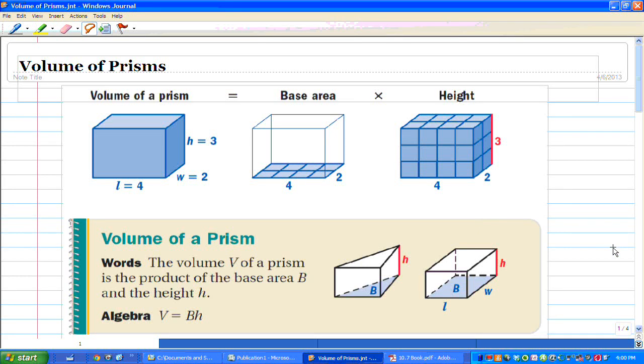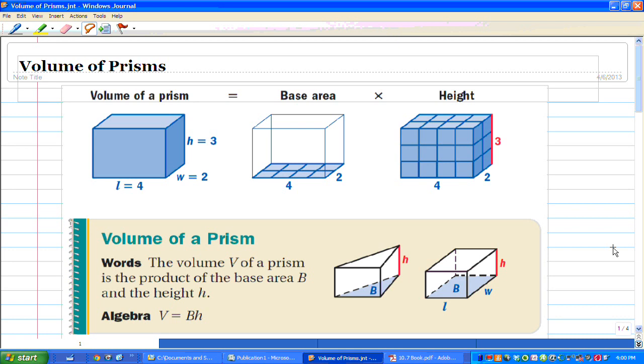Alright, for volume of prisms, it's actually a pretty easy concept. Volume is just how much space an object takes up. So if you find the area of the base of the prism and then you multiply it by its height, you have the volume. So that's what this first diagram shows.